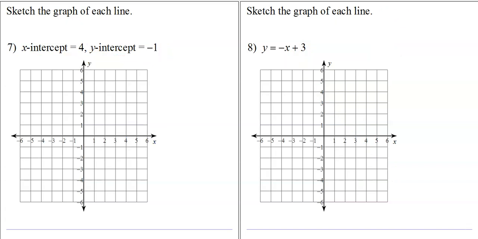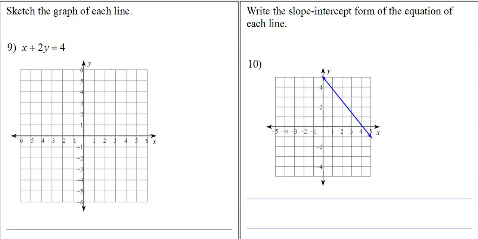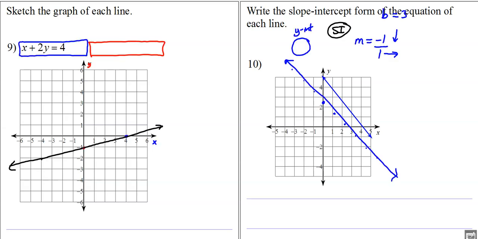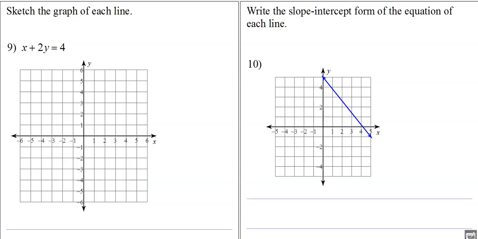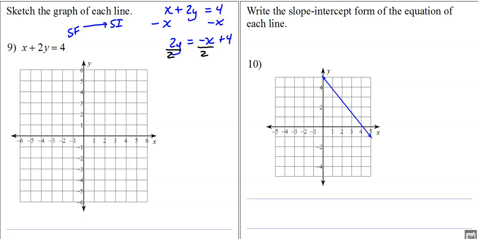Moving right along. Number 9 and number 10. Sketch the graph of this line. This one's a little bit tricky because this is standard form. So we need to convert from standard to slope-intercept because it's much easier to graph. So I'm going to kind of move over here where I have a little bit of room. And first thing I need to do is get that x to the other side. And I get 2y equals negative x plus 4. I need to divide both sides by 2. Divide by 2, divide by 2, divide by 2. Put a little negative 1 there.